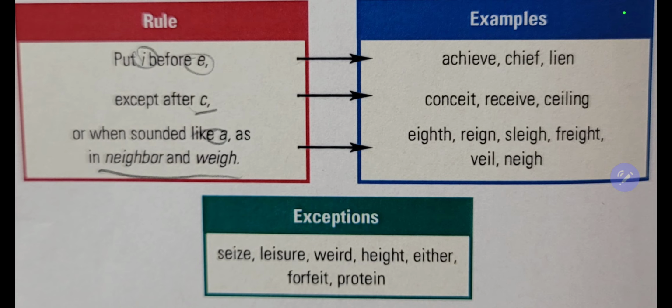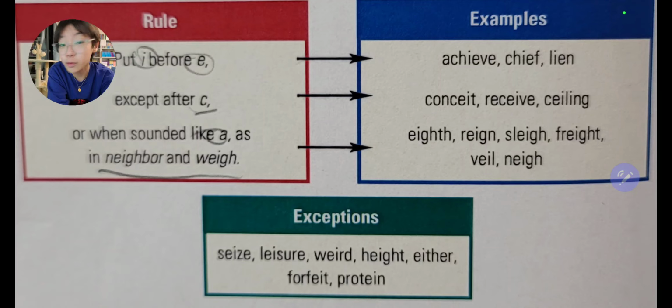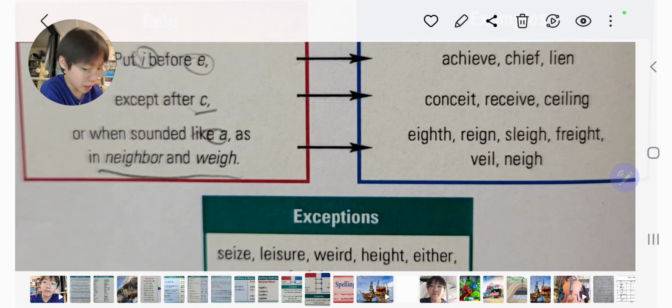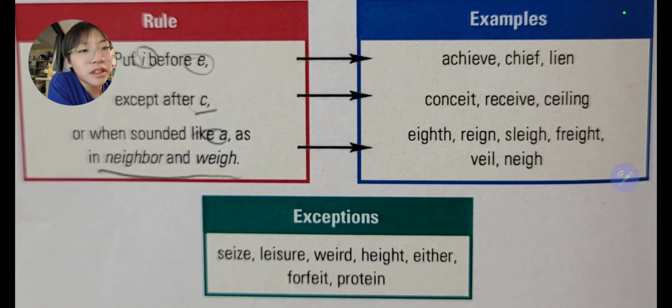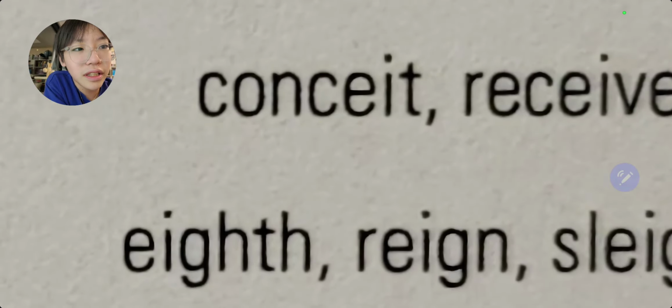Achieve, you have to put I before E. Chief, you also have to put I before E. Exceptions are for when the place where you have to put IE or EI is right after the letter C. Let's say you have the word conceit. Conceit has a C before you pronounce the E part, so you use the E before the I. Same for receive. There's a C before you say the E part of the word, so there is an E before the I.